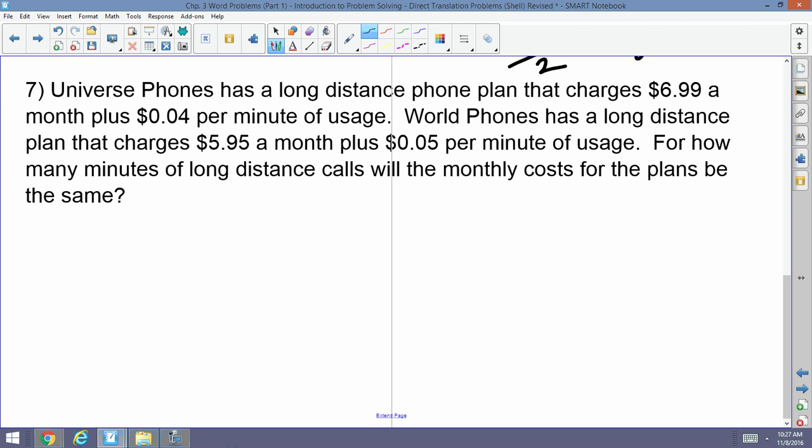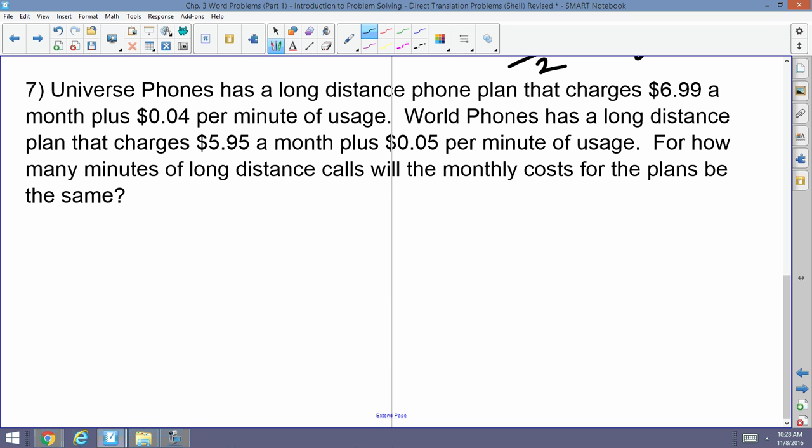Universe Phones has a long-distance phone plan that charges $6.99 a month plus 4 cents per minute of usage. World Phones has a long-distance plan that charges $5.95 per month plus 5 cents per minute of usage. For how many minutes of long-distance calls will the monthly costs for the plans be the same?